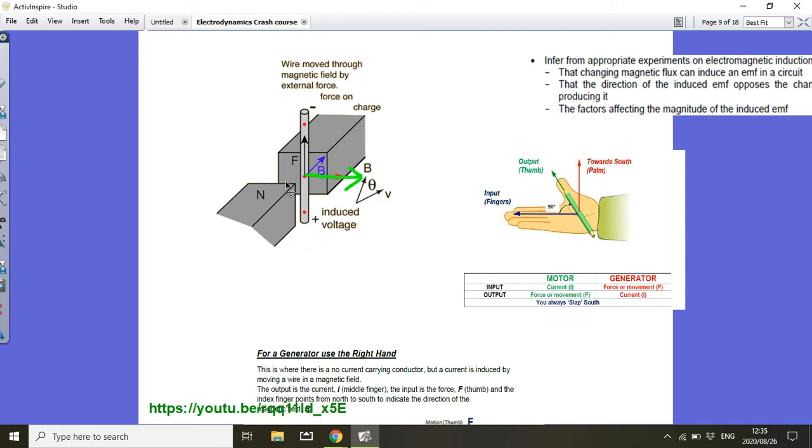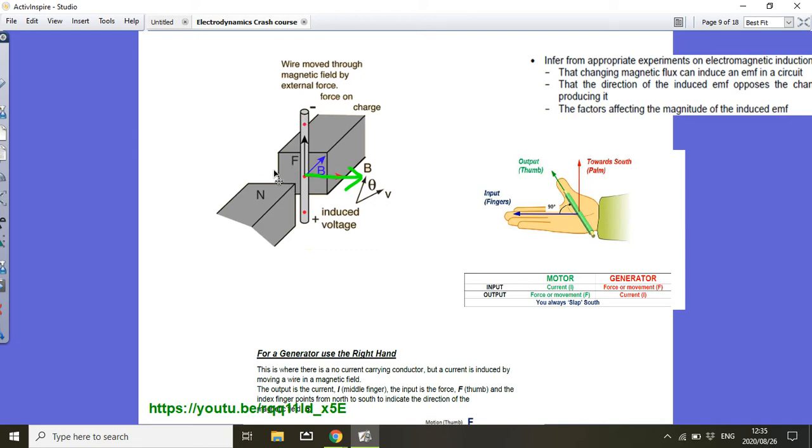Your fingers will go in the direction of the green, because the input this time is the force or the movement, and it makes you think about the energy conversion. So you're taking your fingers in the direction of the green. Please do it while I'm talking through it. Point your fingers in the direction of the green line. You are slapping from north to south, and that will give you your thumb as your output, which gives you the direction of the current from positive to negative.